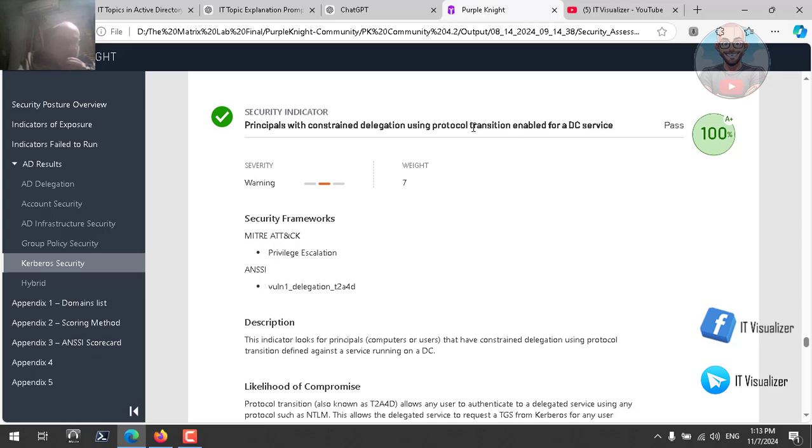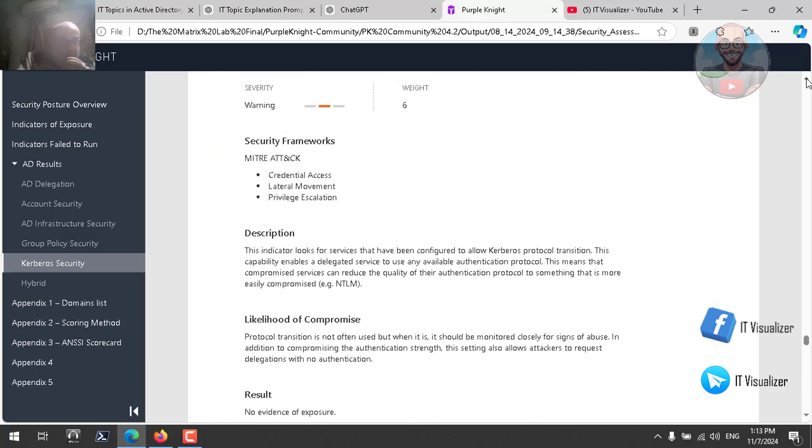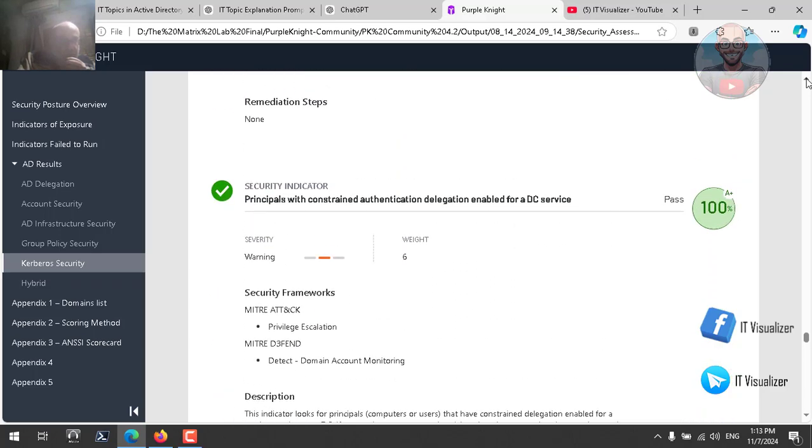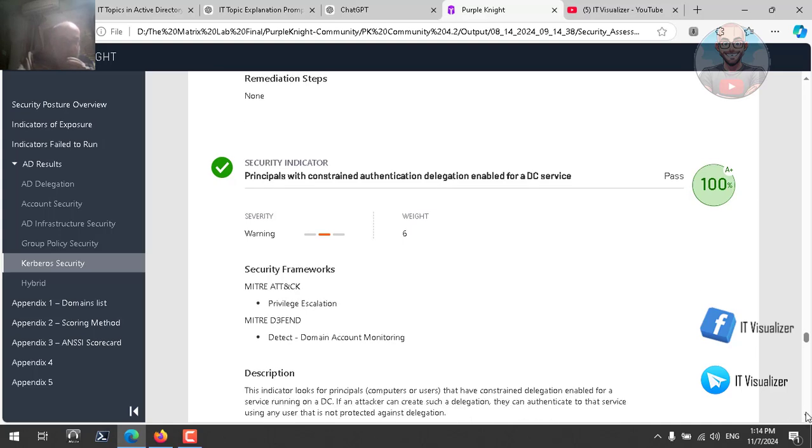Okay, maybe we can get confused between this indicator and another indicator that was discussed before, which is Principles with Constrained Authentication Delegation enabled for a DC service. That security indicator is talking about a service that is delegated to talk to another service on behalf of the user, without protocol transition or authentication protocol transition.